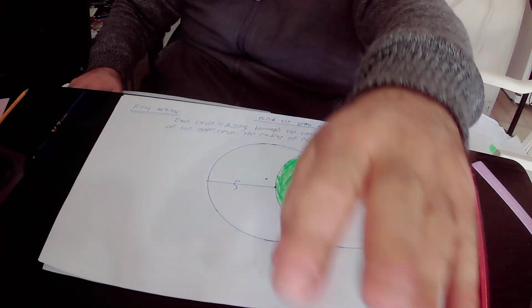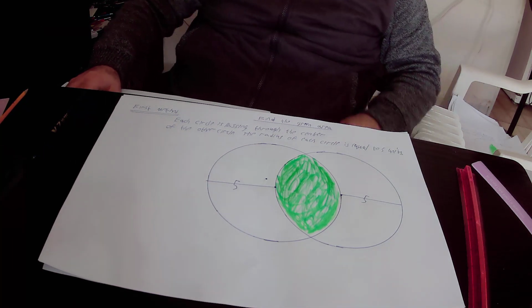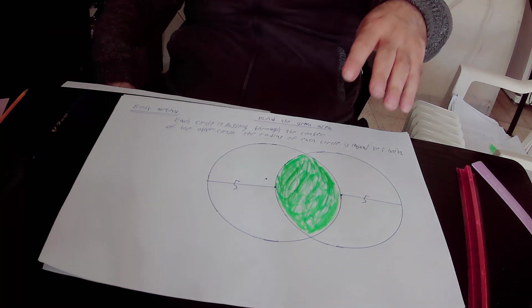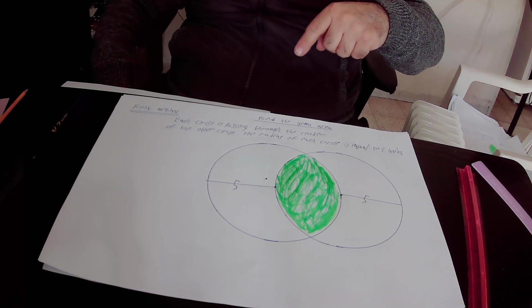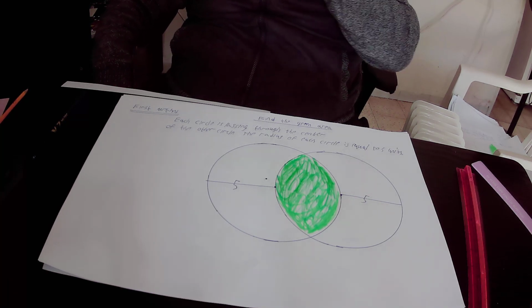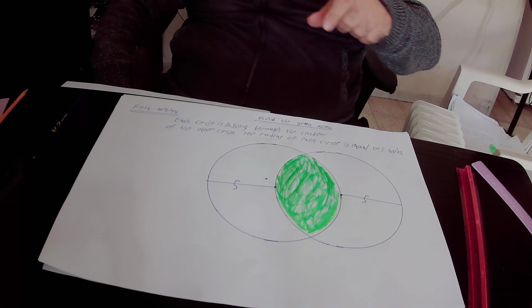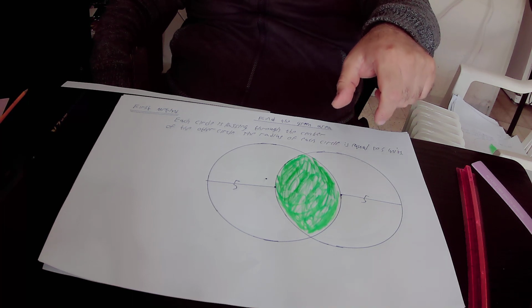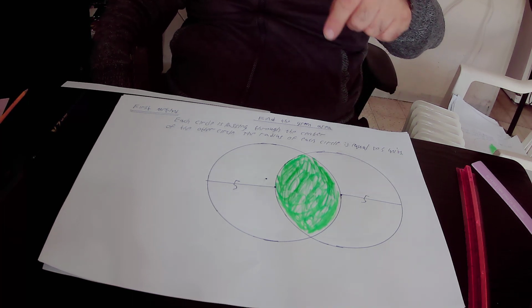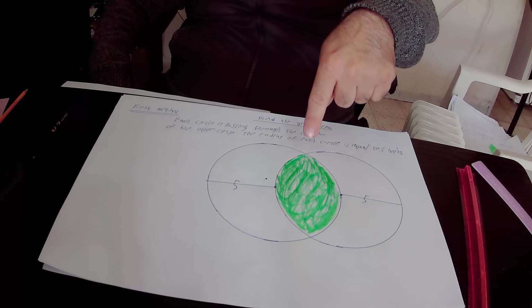Hello, in this lecture we'll find out the area of the green shape using two different methods. In the drawing we have two circles. Each circle is passing through the center of the other circle. We know that the radius of each circle is equal to 5 units, and we want to find out the area of this green shape.